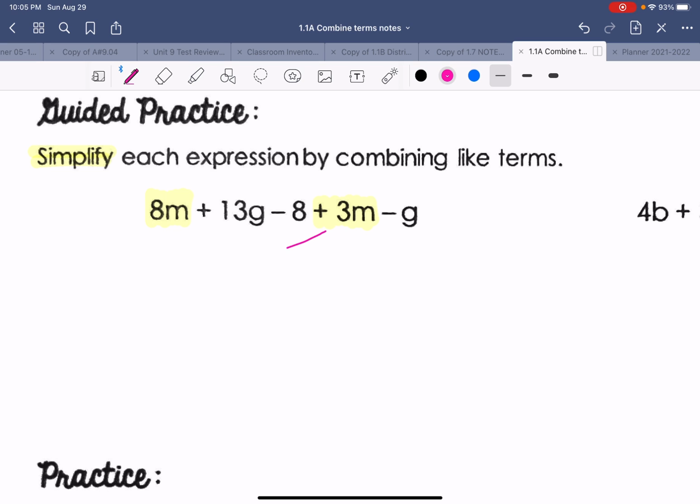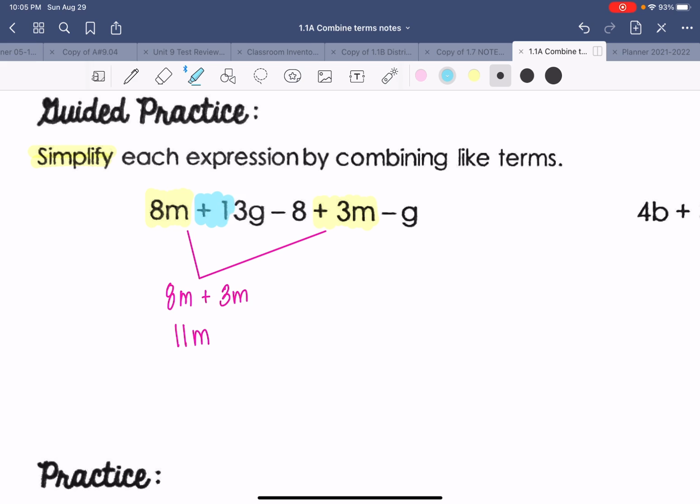So what I'm going to do is when I combine them, I'm actually going to add them. So I have 8m plus 3m. And 8 plus 3 is 11. So we have 11m. All right. Now I'm going to go to my next term.